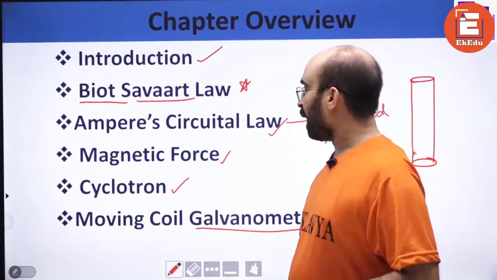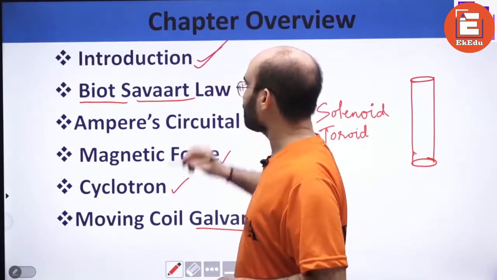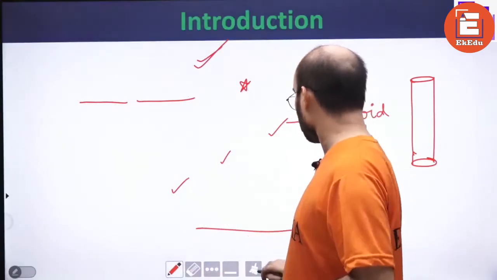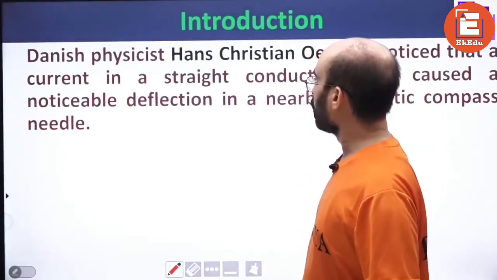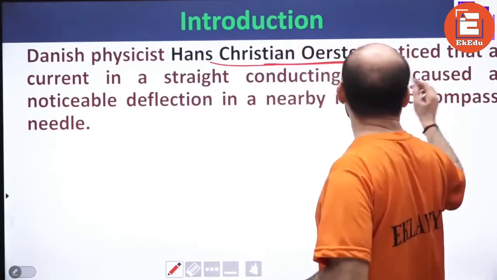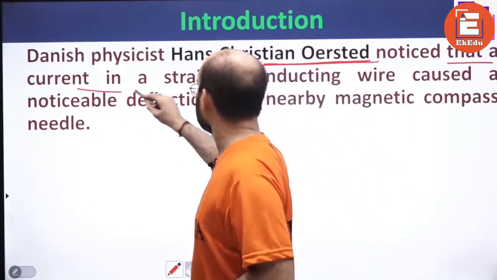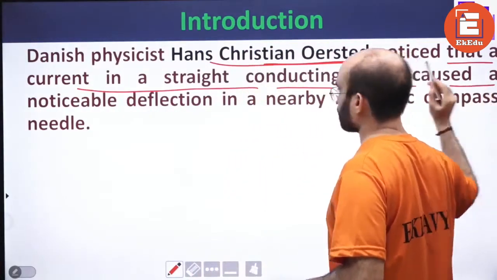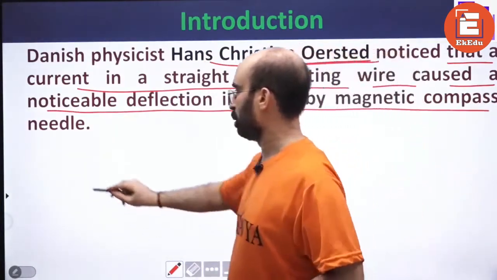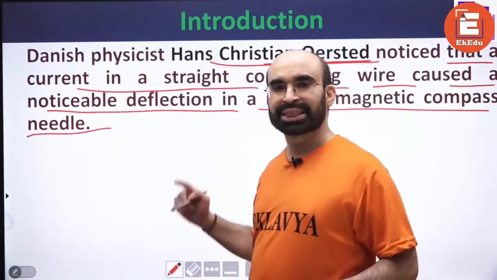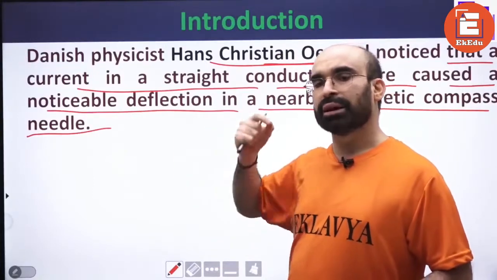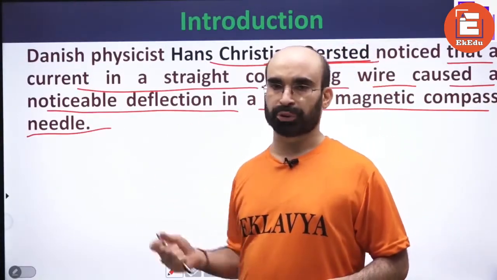So are you excited? Now let us understand what this is. Let us introduce the chapter. Ørsted actually noticed that a current in a straight conducting wire caused a noticeable deflection in a nearby magnetic compass needle. The chapter actually starts from that particular observation.